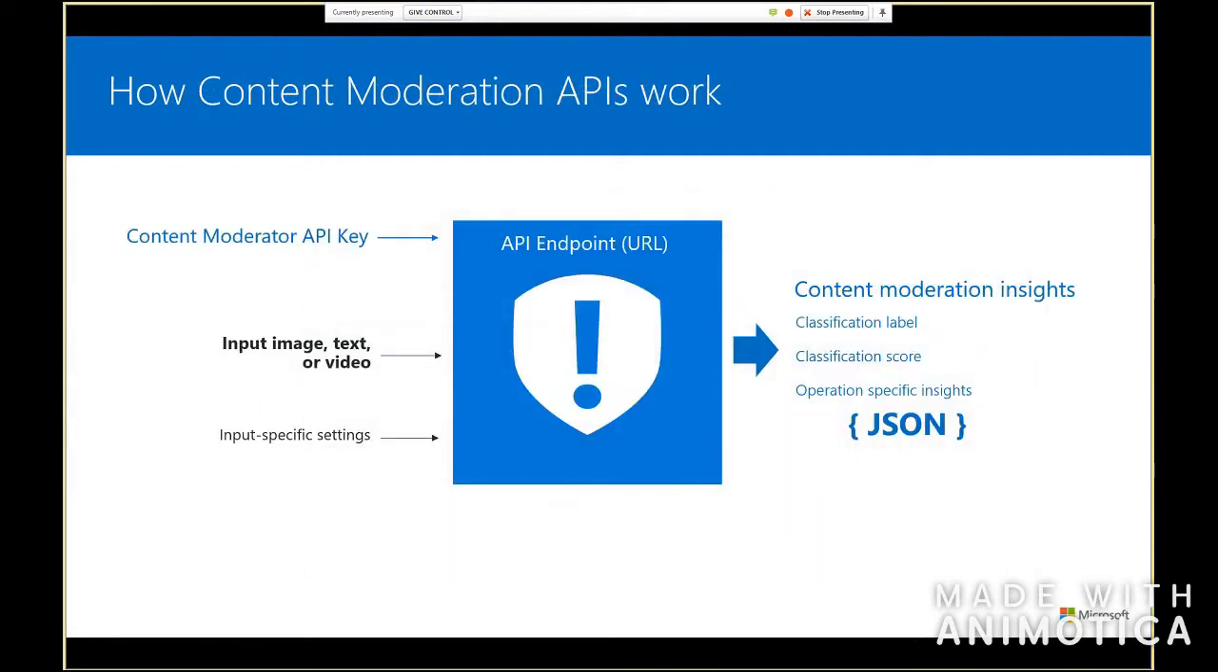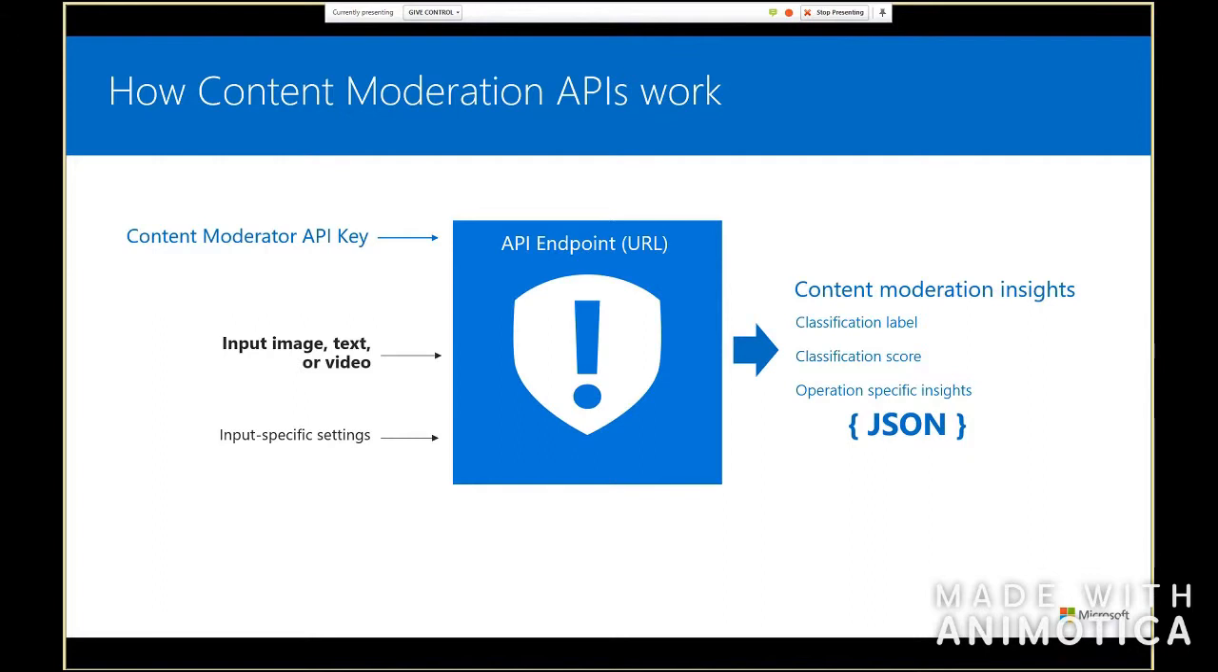So there will be an API endpoint. That's this big white-blue square in the middle, an open URL that you can access with a key, the Content Moderator API key. And of course, you're going to input your data. It may be an image, a text, or a video.